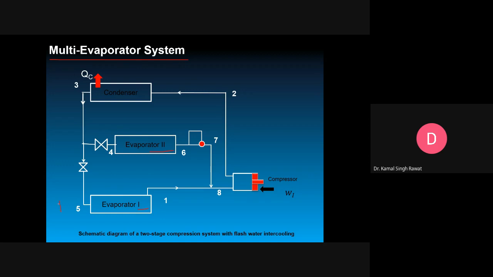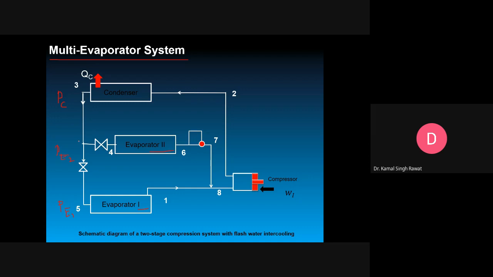So there are pressure limits of PE1 and PE2. So there are two evaporator pressures, and the third one is the condenser pressure. So in this system we have more than two pressure limits. So it is a multi-stage system, and these systems are required where we need refrigeration in two different temperature ranges.